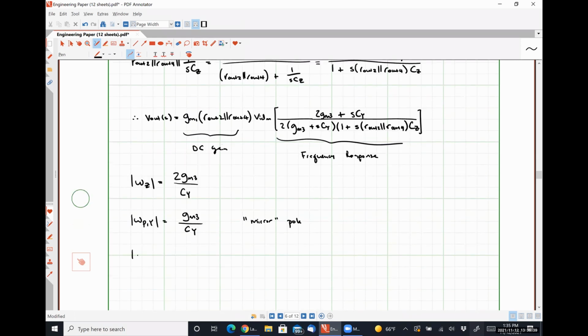And then we have a second pole occurring at our output, so omega p z, which is simply 1 over R out 2 in parallel with R out 4 multiplied by CZ, where CY and CZ, again, are the capacitances that we found in the previous examples. Okay. So we can call this the output.